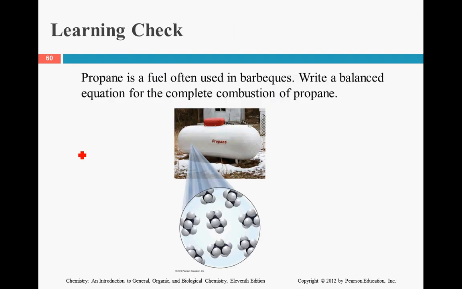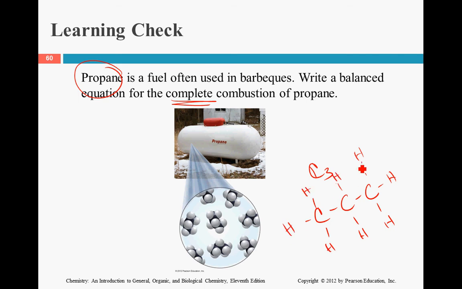So let's just do a review. We're going to do the complete combustion of propane. Well, let's look at prop. Prop we already know means C3. So there's 3 carbons. Everything needs to have 4 bonds for every carbon, and everything that's not a carbon has to be a hydrogen. So we're talking about C3, 1, 2, 3, 4, 5, 6, 7, 8, H8. That we learned in the previous section.